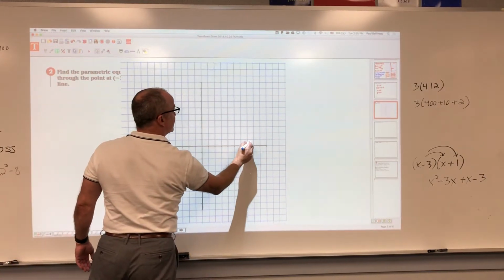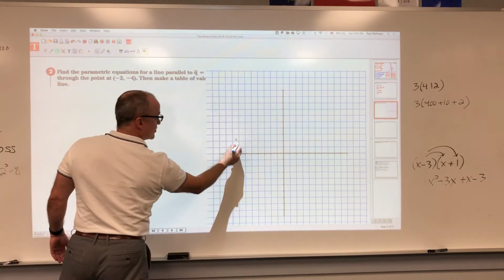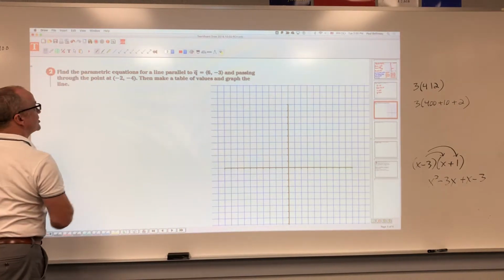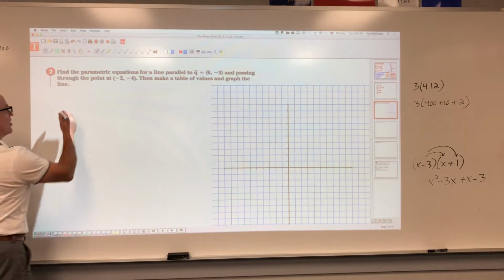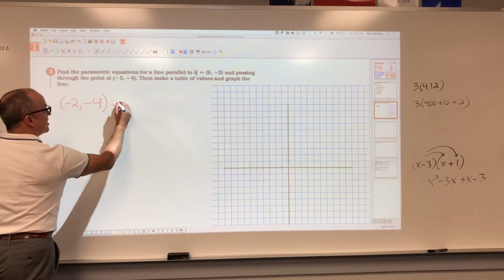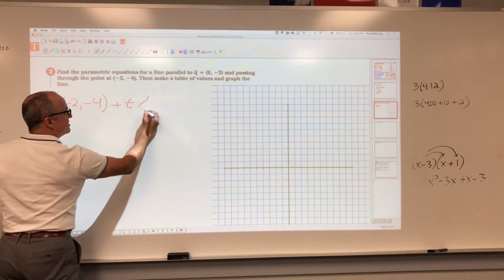Let's get ready to graph this thing. No idea what points we're going to need. Okay, so first thing we need to do is set up our point plus t times a vector.